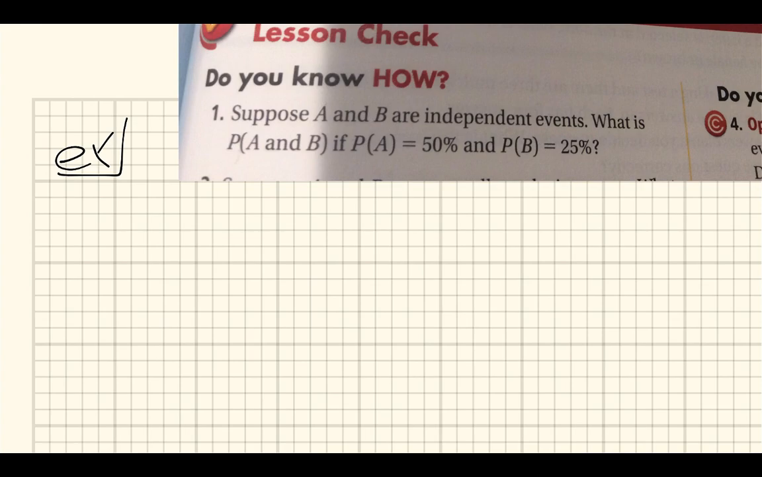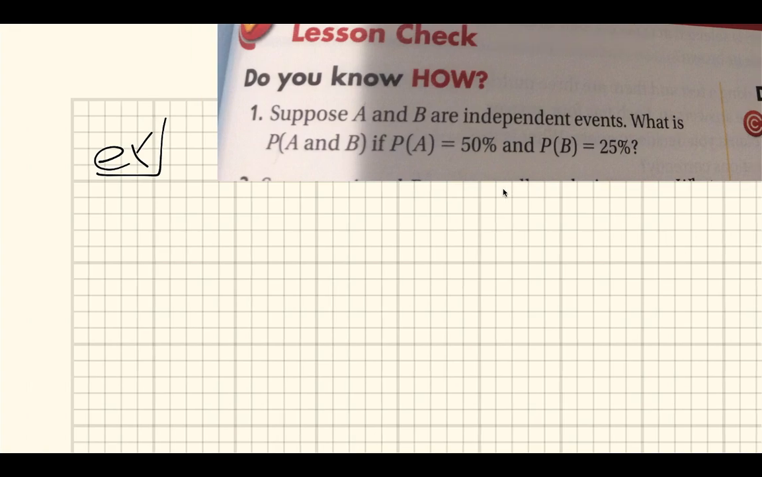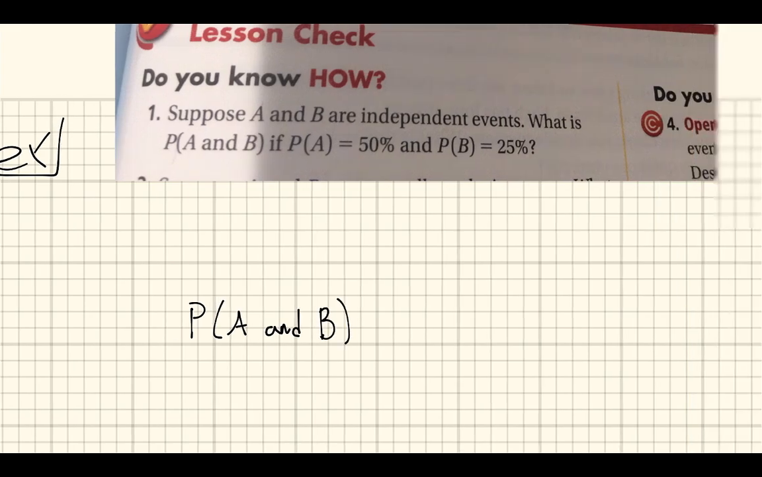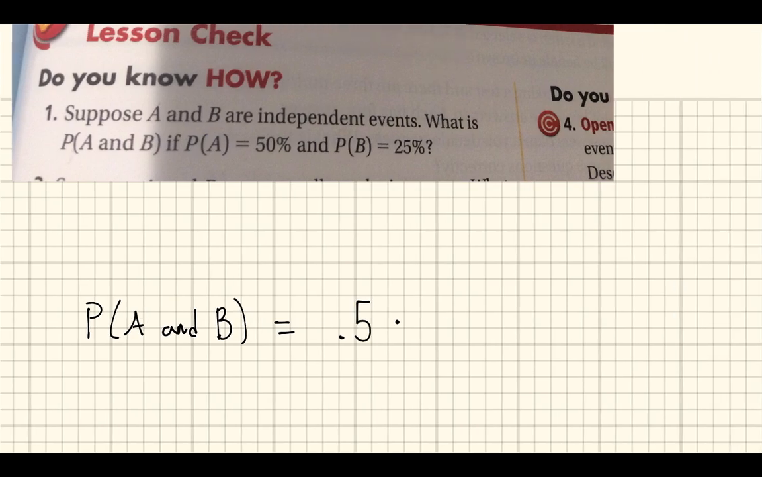It says, suppose A and B are independent events. What is the probability of A and B if the probability of A is 50% and the probability of B is 25%? Okay. The formula for AND said to multiply these two things. So as a percent, what are those numbers though? Technically, if I'm trying to find the probability of A and B, as numbers, 50% is 0.5, 25% is 0.25.